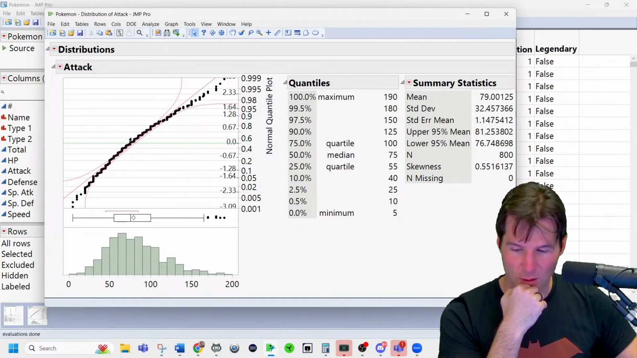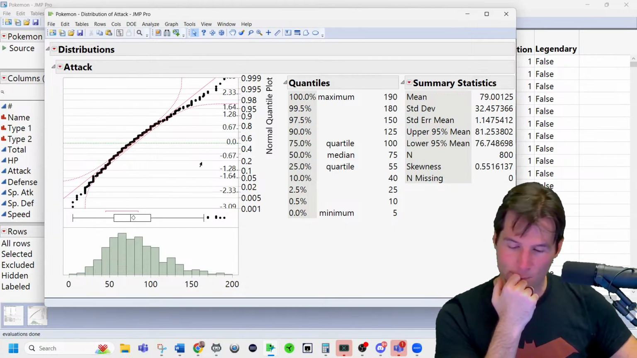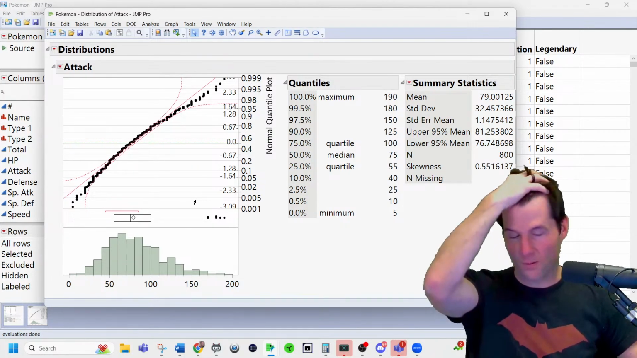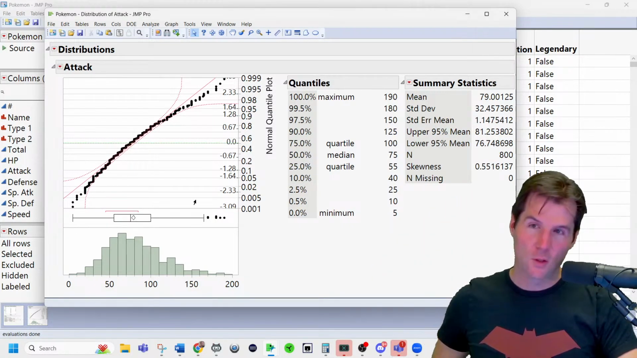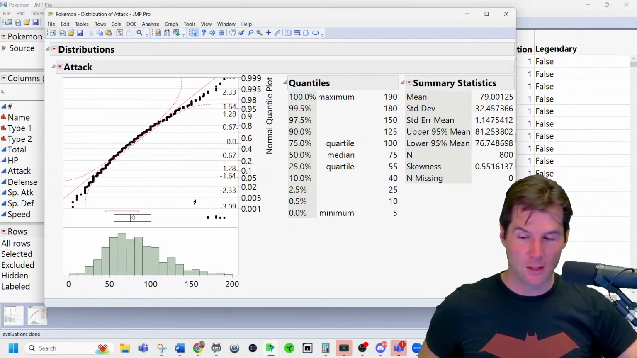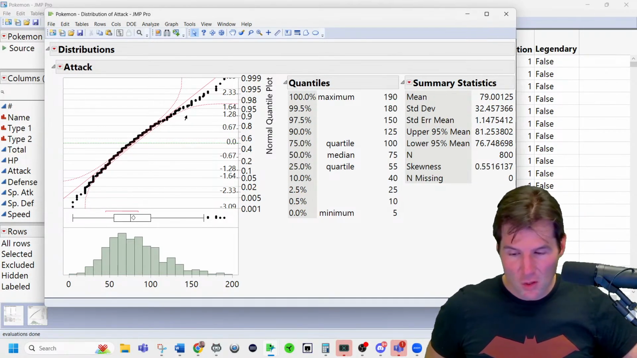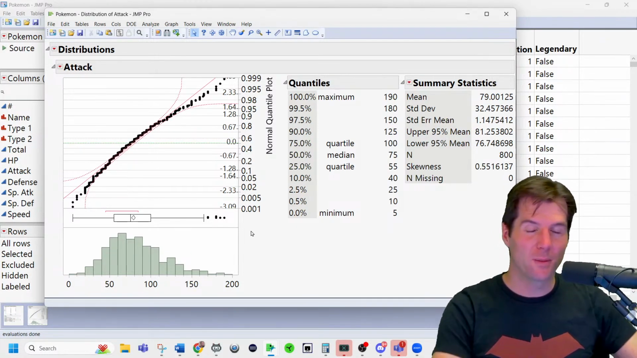I hate that JMP does it in reverse of what I usually see, but they do their graphic in a reverse way than what I used to do. So the normal quantile plot, or normal probability plot, is going to show us mostly normal, with a slight skew to this. I'm leaning mostly normal.